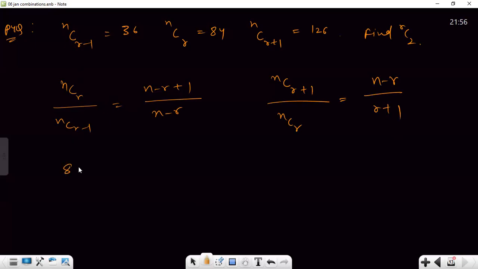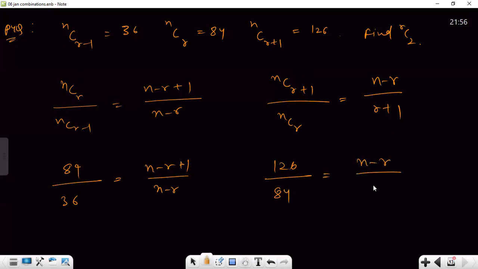nCr is 84 divided by nCr minus 1, that is 36, equals n minus r plus 1 upon n minus r. Okay. nCr plus 1 is 126 divided by nCr, that is 84, and that should be n minus r plus 1. So now we have two variables and two equations, and we'll be able to easily solve.